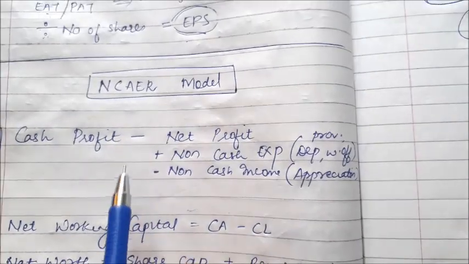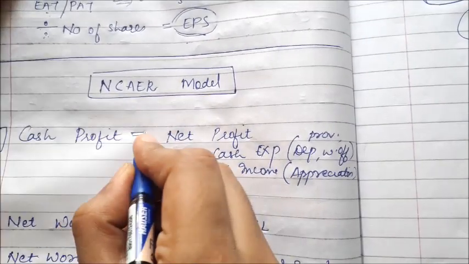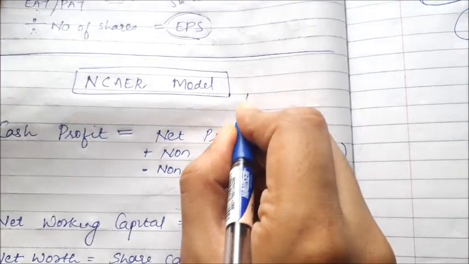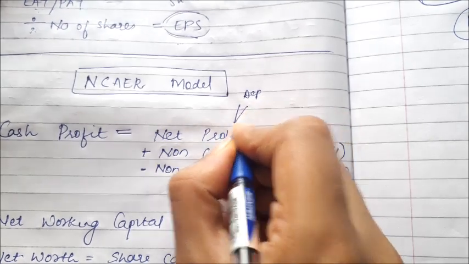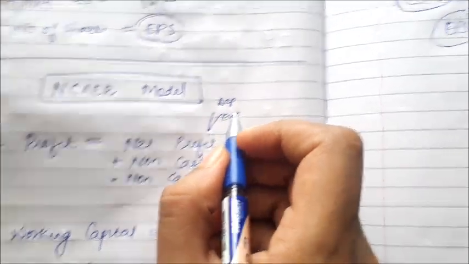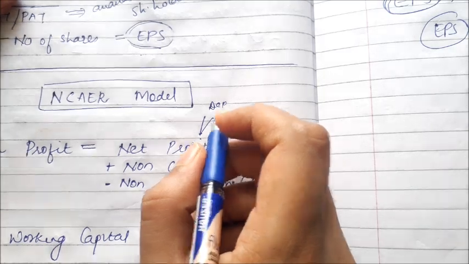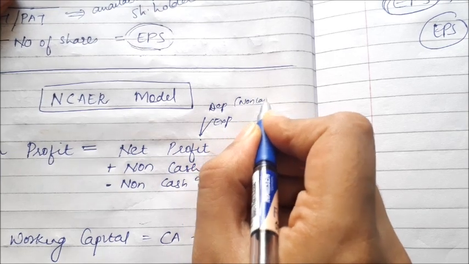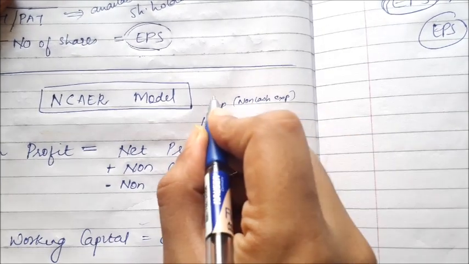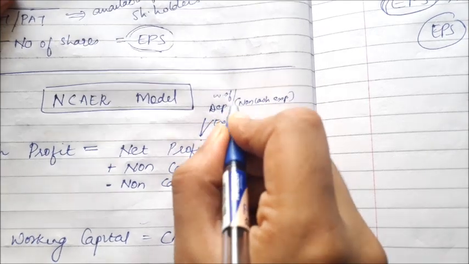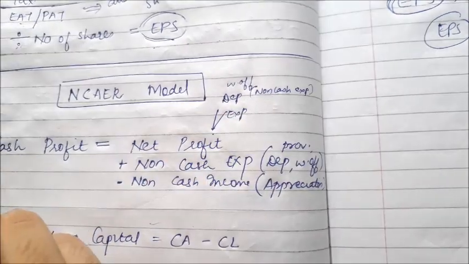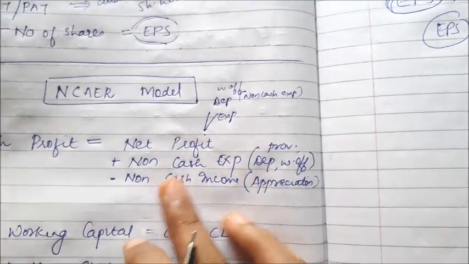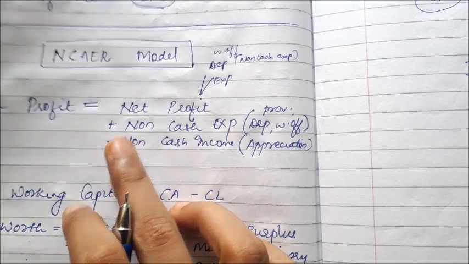And for cash profit, in the question net profit would be provided. The net profit includes both depreciation and other expenses, but we know in depreciation there isn't any cash flow happening. It's a non-cash expense. Preliminary expenses written off are also non-cash expenses, we are just writing them off, we are not paying any cash. So these are all non-cash expenses, and we have to add those to get the cash profit.